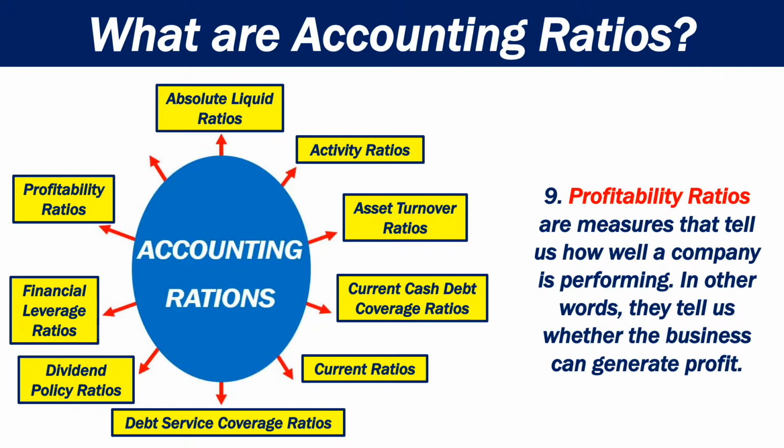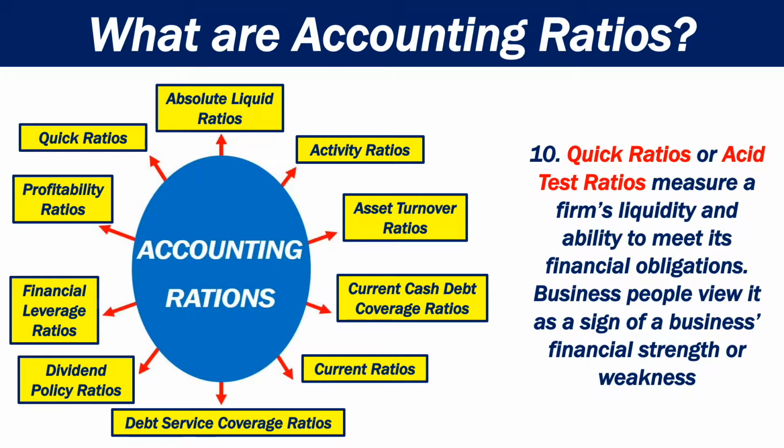9. Profitability ratios, which are measures that tell us how well a company is performing. In other words, they tell us whether the business can generate profit. And 10. Quick ratios or acid test ratios. These measure a firm's liquidity and ability to meet its financial obligations. Business people view it as a sign of a business's financial strength or weakness.